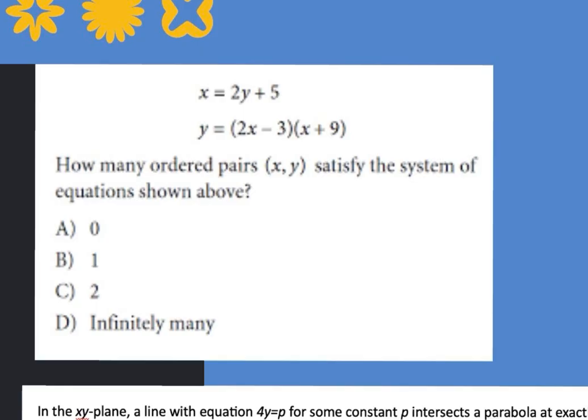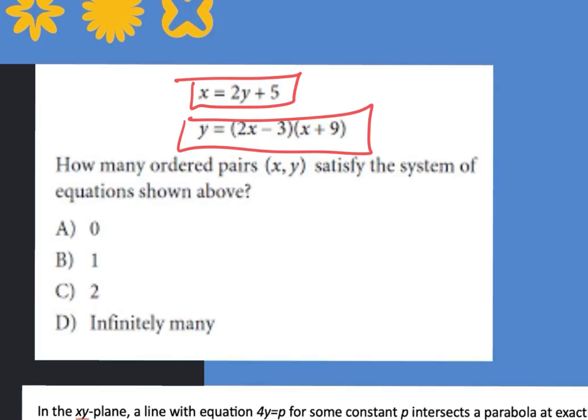I'm going to go to Desmos and type these 2 in. And the beauty of Desmos is it doesn't have to equal y. I could type it in as x equals 2y plus 5, and I could type it in as y equals 2(x minus 3) plus 9.